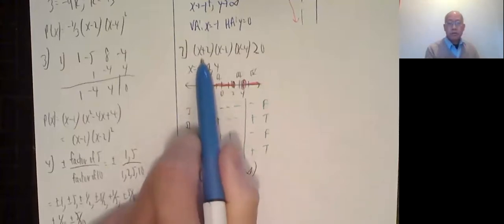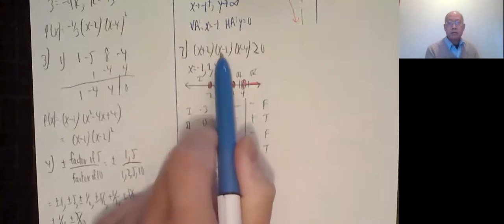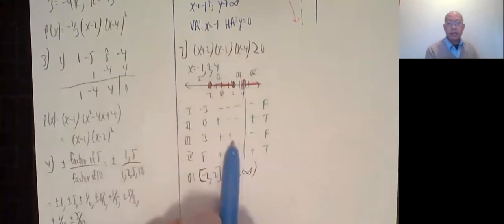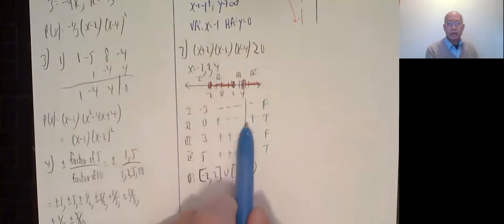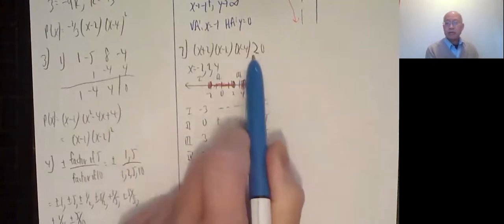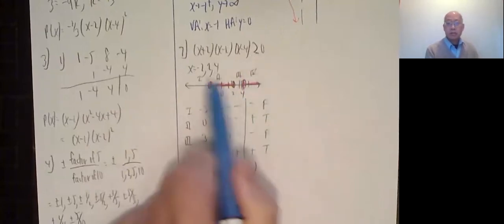0. 0 plus 2 is positive. 0 minus 2 is negative. 0 minus 4 is negative. Positive times a negative is positive. Is a positive greater than or equal to 0? Yes, that's true. Shade in region 2.